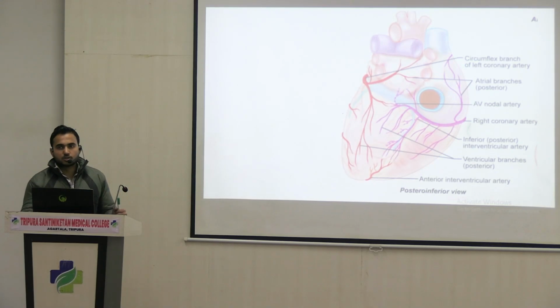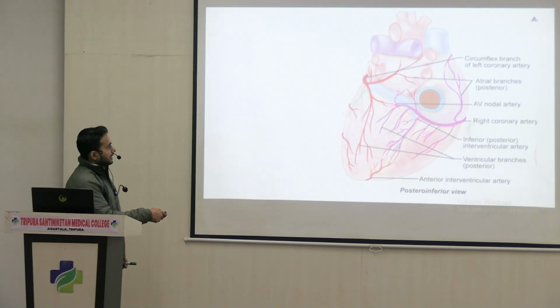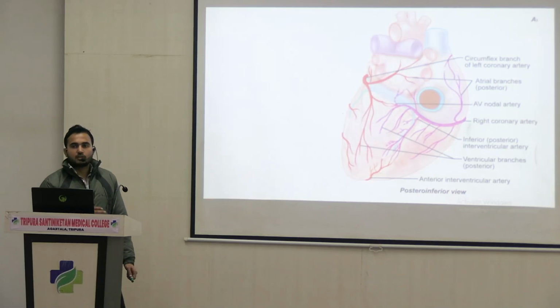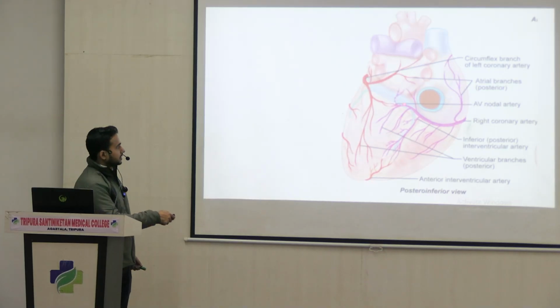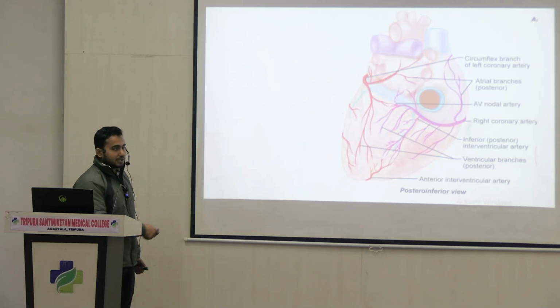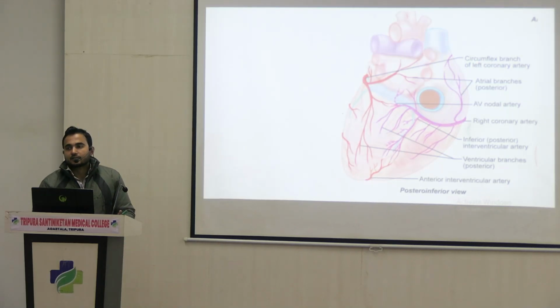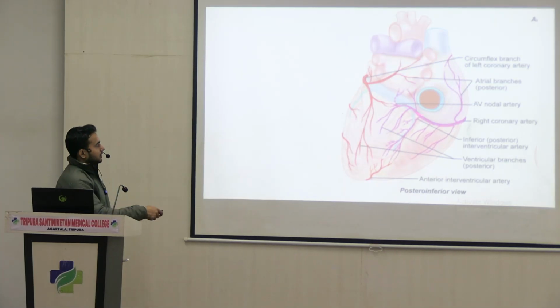So in the posterior interventricular groove on the left side, see this is the circumflex branch, which is a branch of left coronary artery, and this is the right coronary artery. They anastomose and it terminates, and the point of termination is on the left side of the crux of the heart. Now crux of the heart is a meeting point of interatrial, atrioventricular and posterior interventricular groove. Where these grooves meet, the meeting point is called as crux of the heart. So this is the termination.